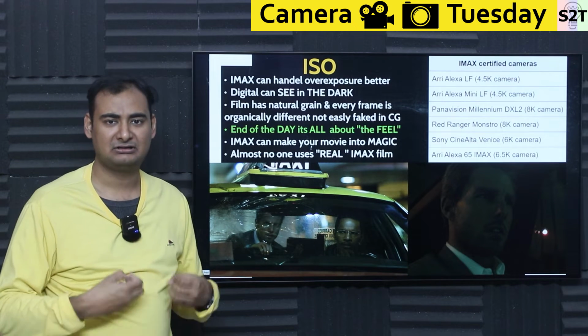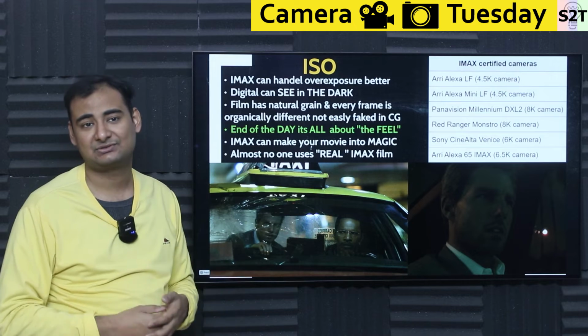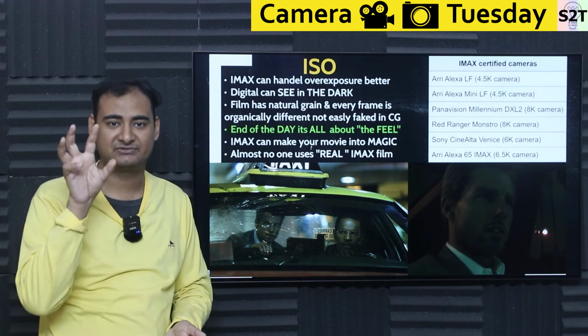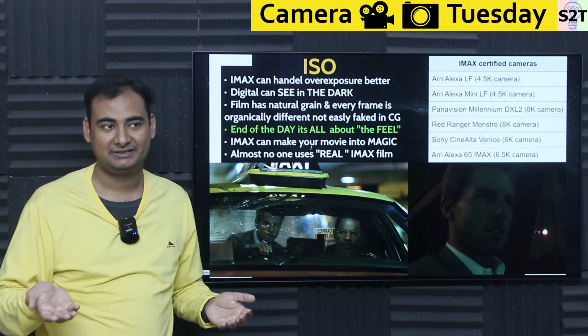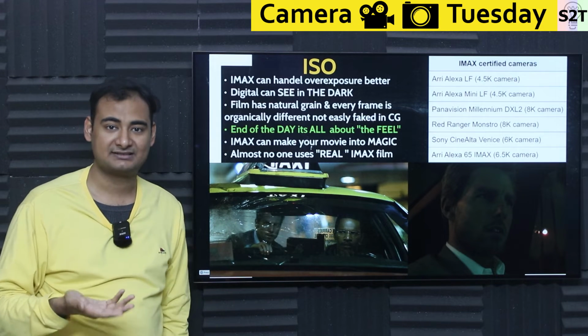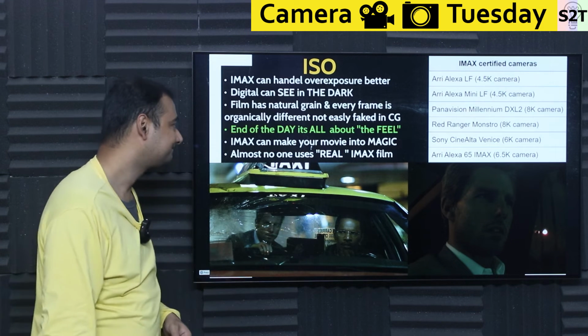So that's why people salivate over the organic grain, the feeling. And digital ISO inherently does not have that feeling, because it's the same sensor, it's fixed. All it will do is noise will go up with temperature. And many of the cinema systems have a cooling system, so that also does not change. So inherently it does not have that same organic feeling.